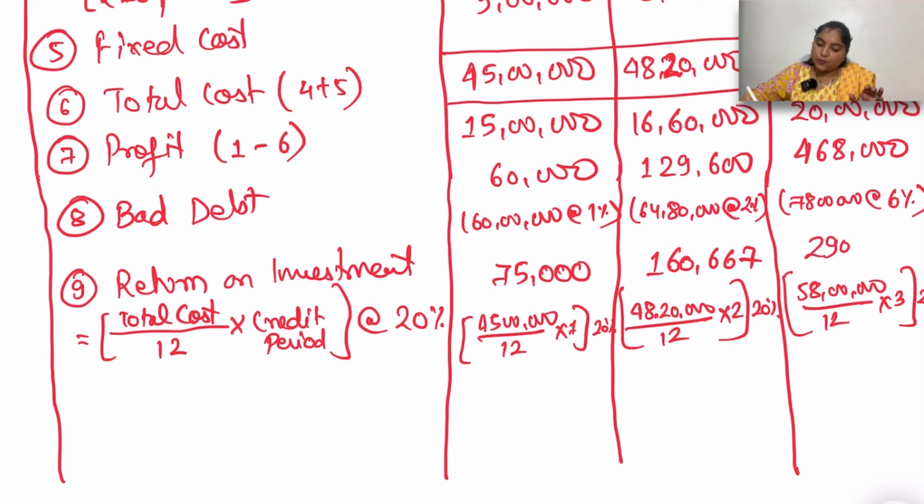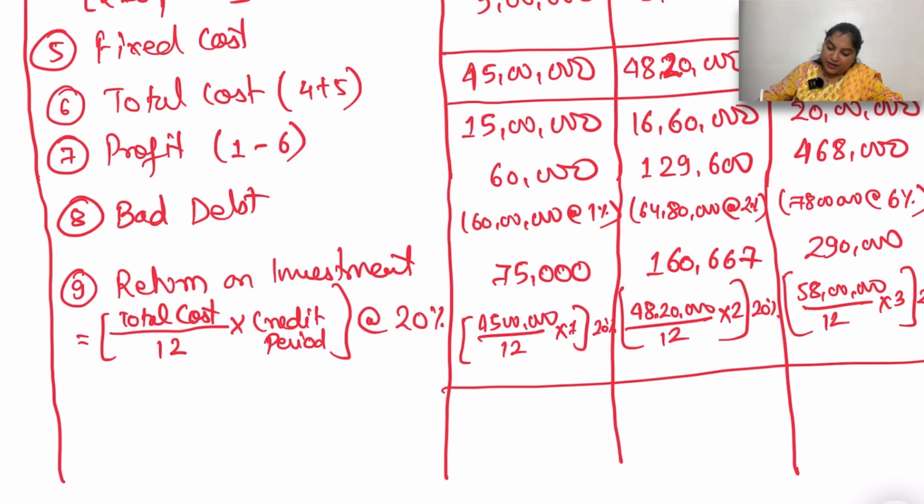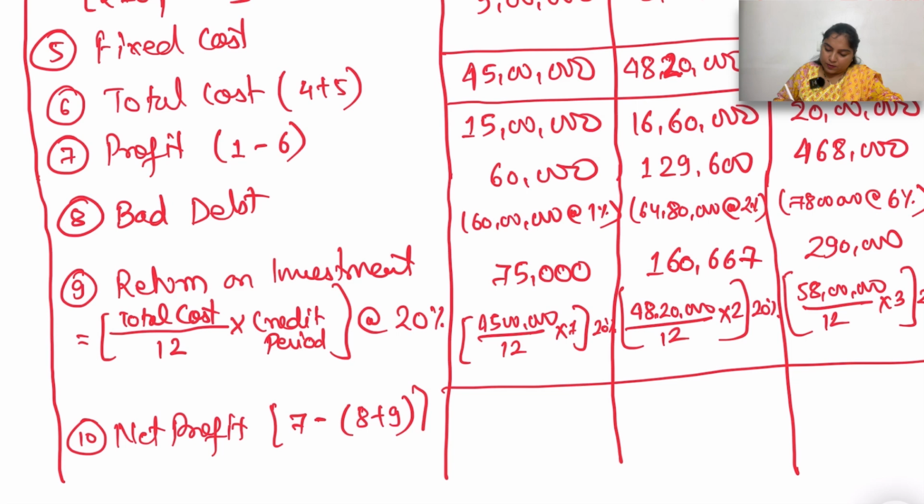So I'm putting all together here. I hope you understood. So we expect the return on investment like this. So we can compute the net profit from here. Net profit. So what's the profit? 7 minus 8 plus 9. We can do that. That means 15 lakh minus 60,000 minus 75,000. You can do that. 13 lakh 65,000.